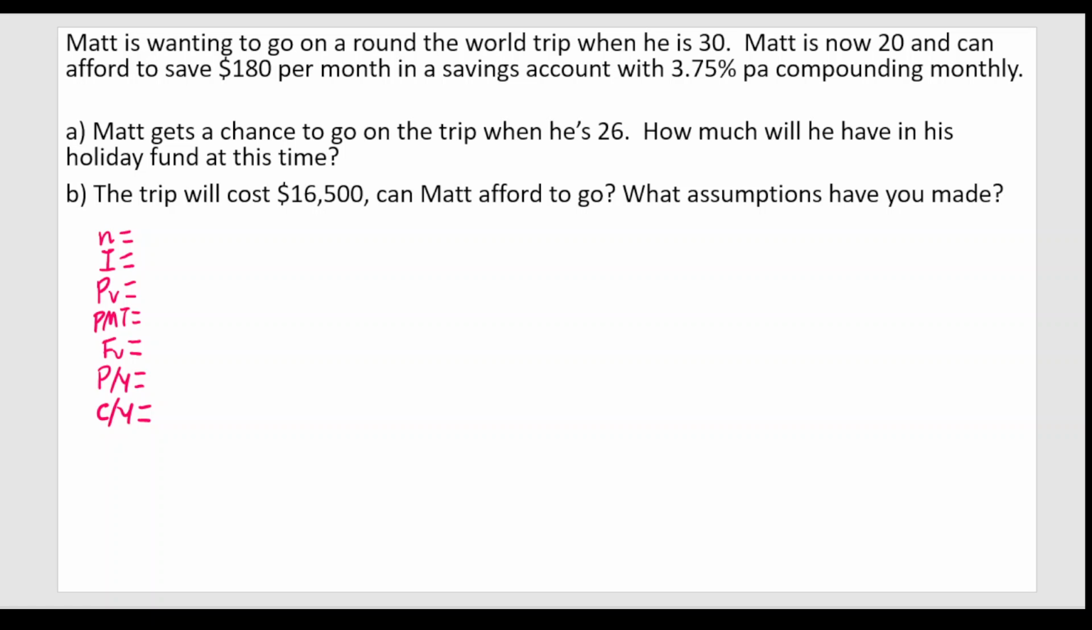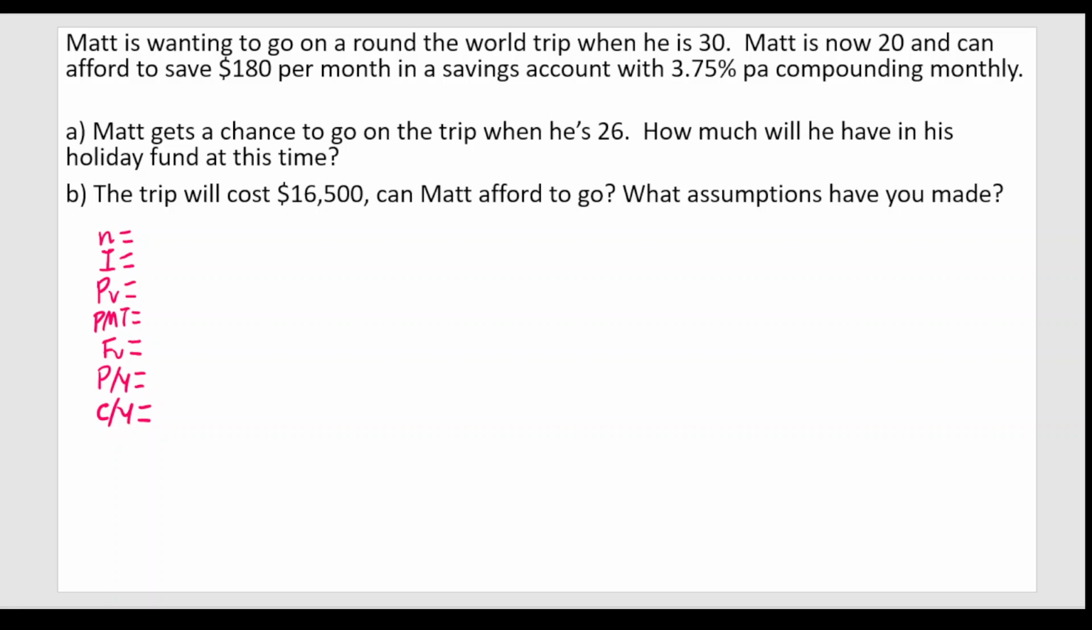Alright, so this question at its core is actually not as complicated as it might look. What we're looking at is using the compound interest function on our calculator. It's just that the information is a little bit scattered around. So what we're going to do is read through it and think about what information we've been told.